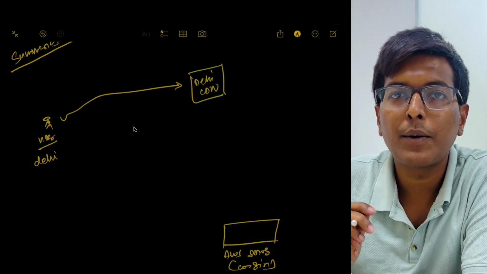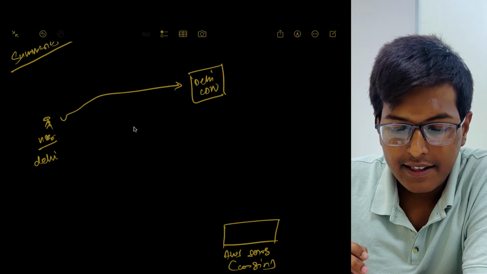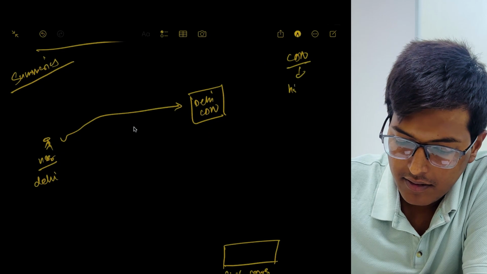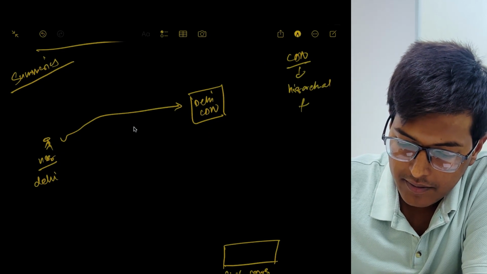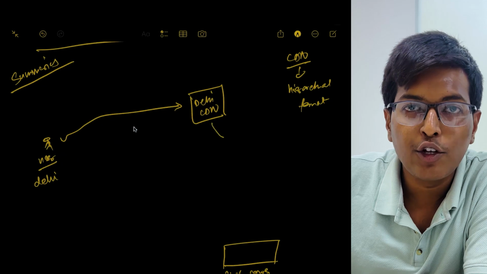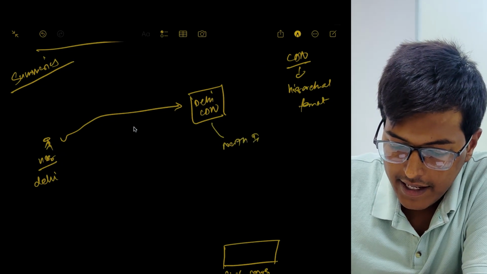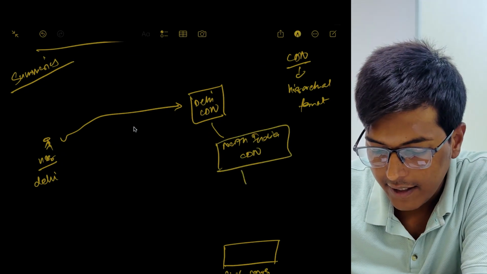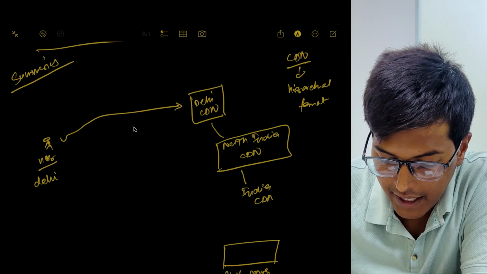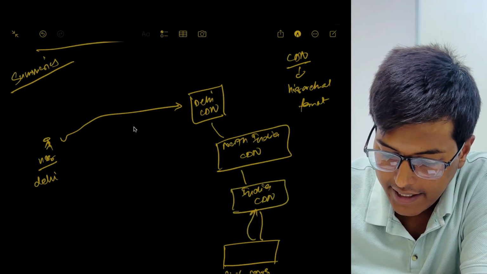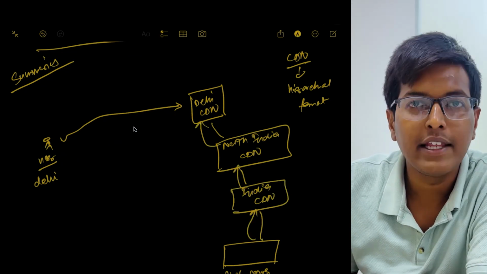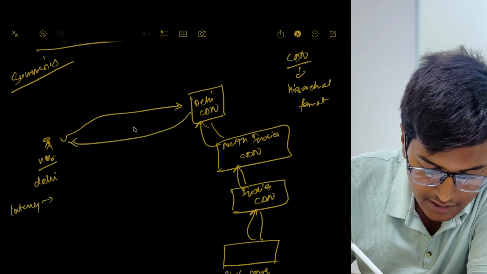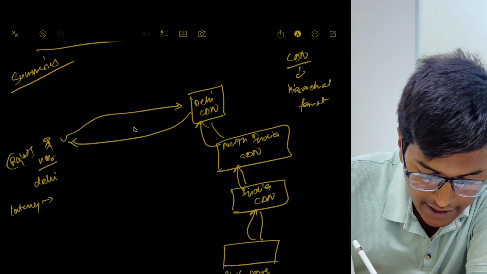If the video is not present in the Delhi CDN, then CDNs work in a hierarchical format. If the video is not here, it will go to the North India CDN. If the video is still not here, then it will go to the India CDN. If it is still not here, it will go to the origin, get the video, cache it at all these places, and then return the video. So the latency for Rajat will be high.